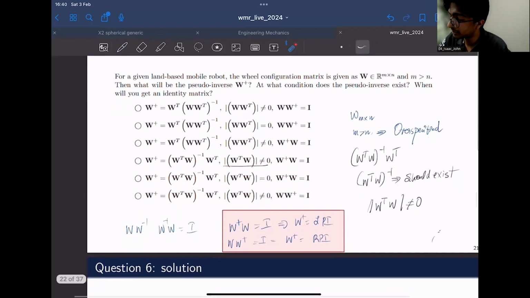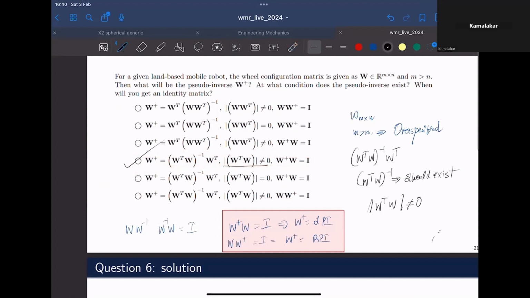And the identity matrix can only be obtained if you pre-multiply the left pseudo inverse with the matrix itself, not if you post-multiply. It will only work if you pre-multiply. So in that regard, option 4 is the correct answer.